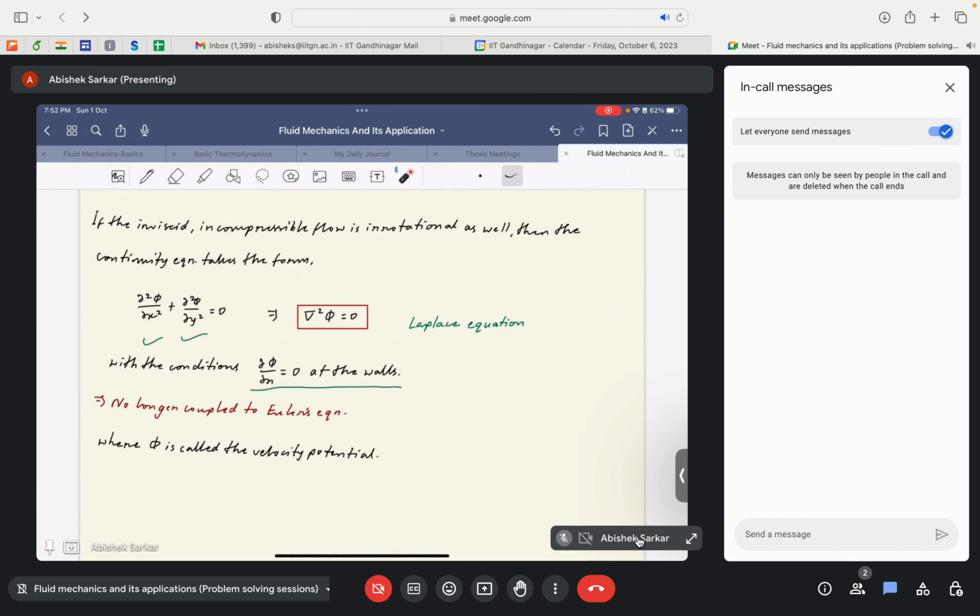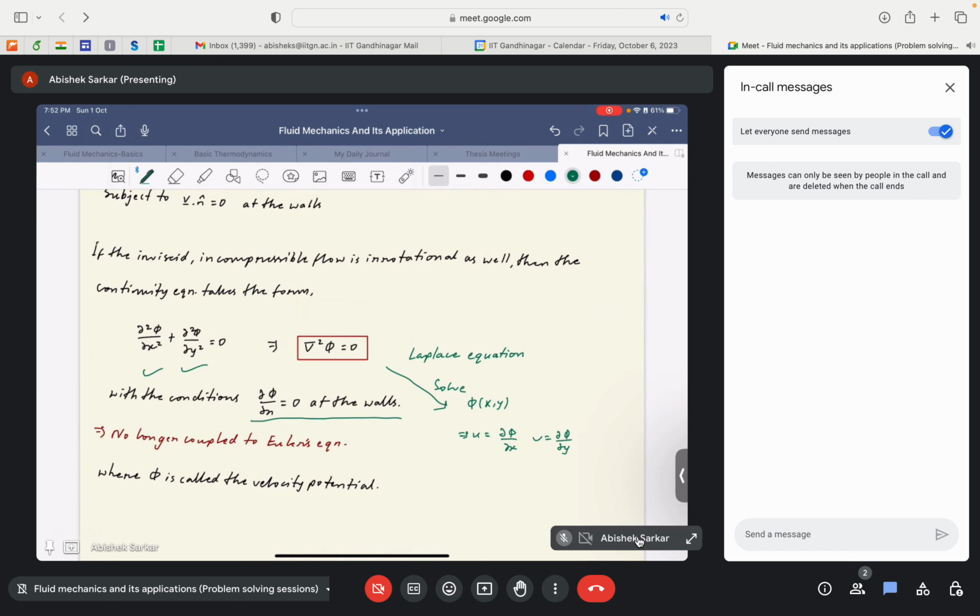Now we can see that if this equation can be solved, we get the value of phi. Phi is a function of x and y, and we know that u is equal to dou phi by dou x and v equal to dou phi by dou y. So now we can see that we only used a simple assumption that the flow is irrotational as well as inviscid and steady state.